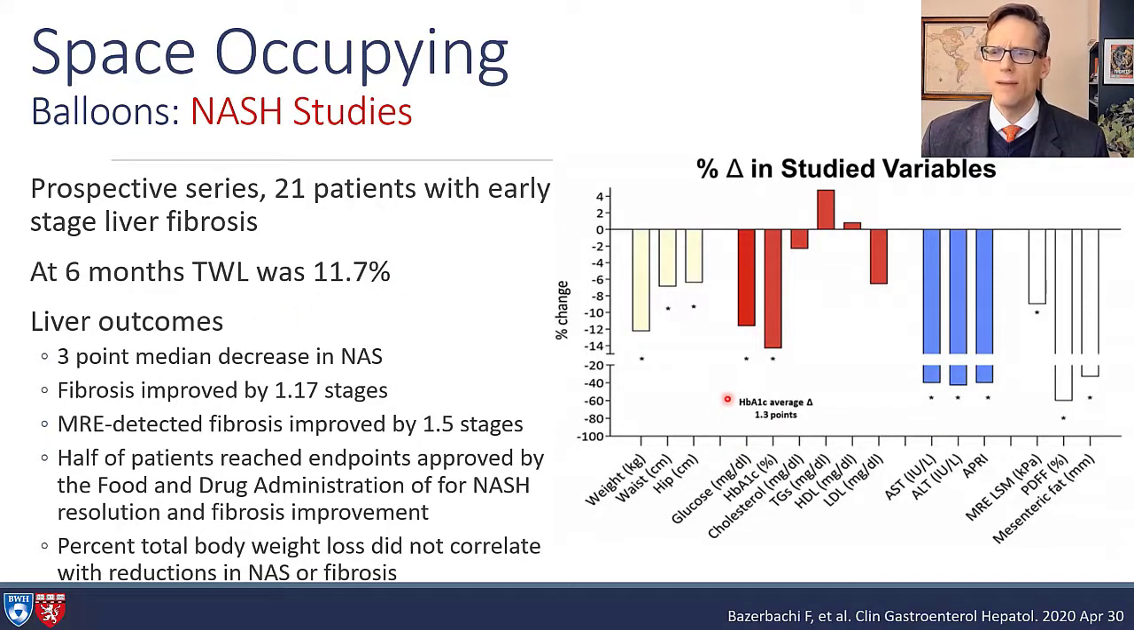There's a 3-point median decrease in NAS. Fibrosis improved by 1.17 stages. And MRE detected fibrosis improved by 1.5 stages across the cohort. Of note here, percent total body weight loss did not correlate with reduction in NAS or fibrosis.